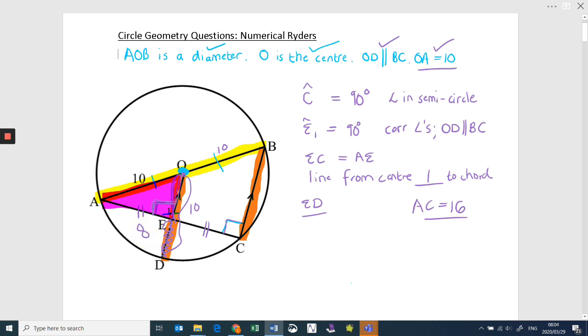And what we've got is a lovely triangle that's going to work perfectly with Pythagoras. We are working out OE, so it's one of the smaller sides. So I'm going to write my Pythagoras as a minus sum. So I'm going to say OE squared equals OA squared, which is 10 squared, minus AE squared, which is 8 squared. And my reason for that will be Pythagoras.